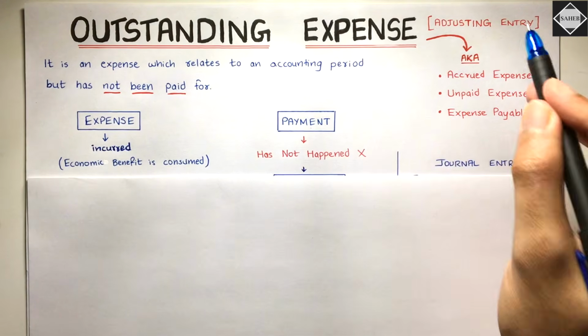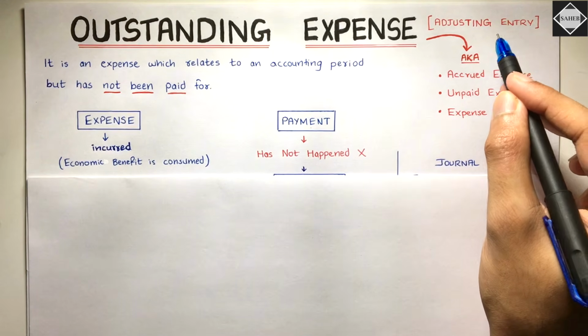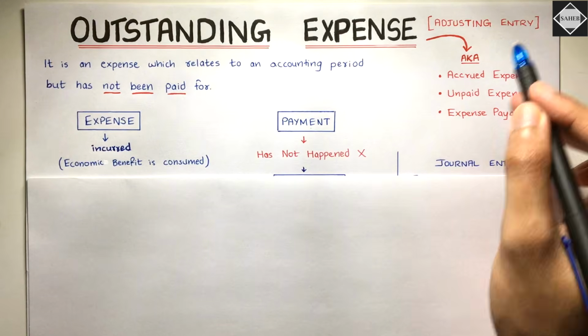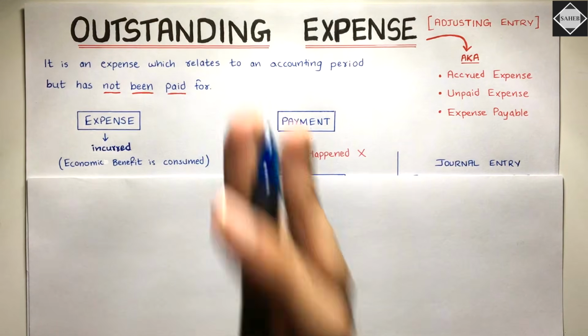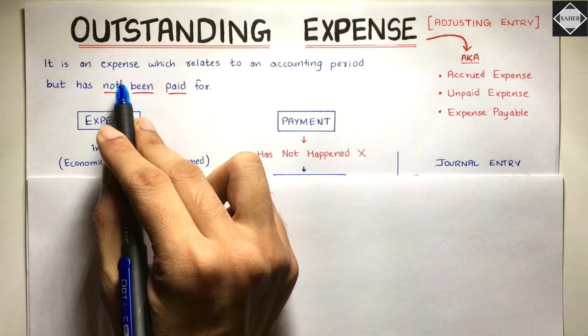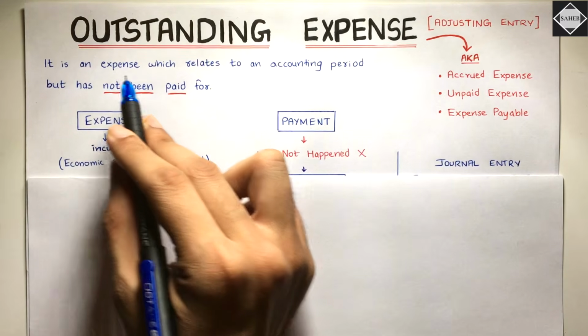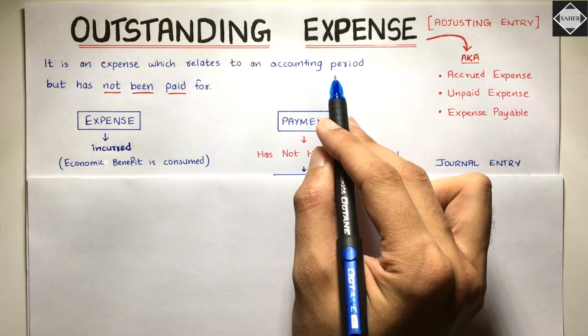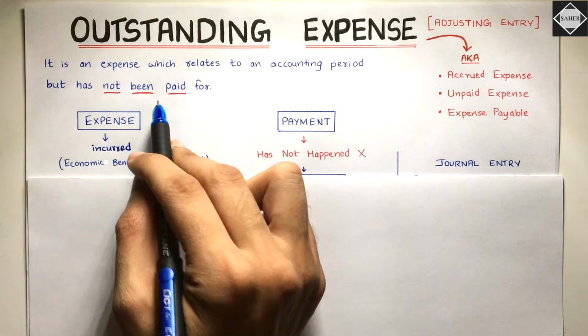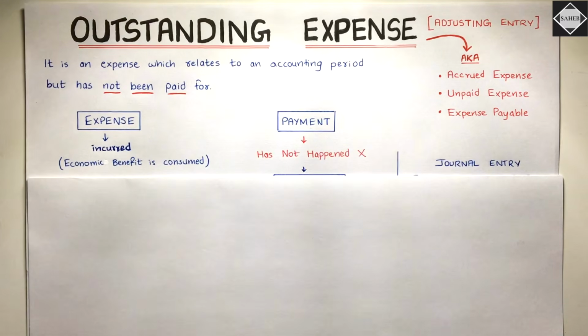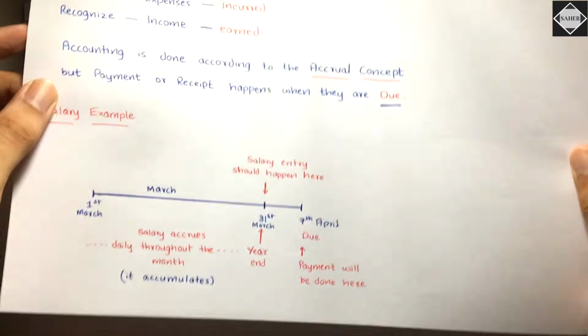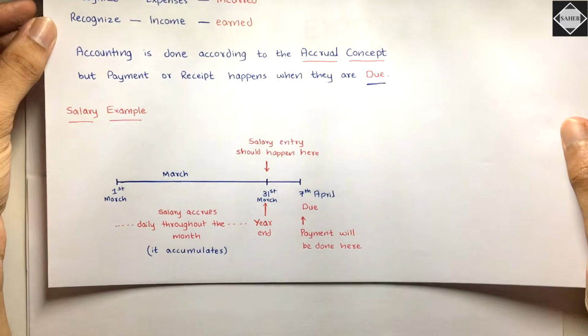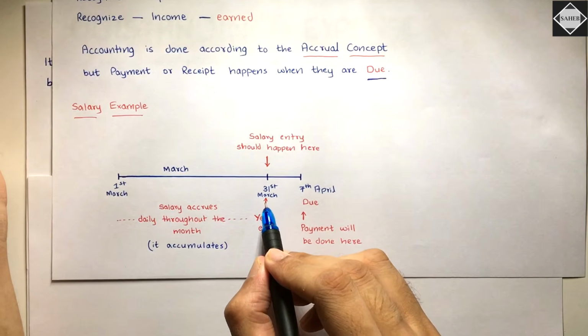So let's understand the meaning of this outstanding expense. Outstanding expense is an adjusting entry that we pass at the end of accounting period when we have this situation. See the situation over here. It is an expense which relates to an accounting period but has not been paid for in that particular accounting period. That's what outstanding expense is. Let's take an example to understand. Let's just say, for example, your company's year ends on 31st March.